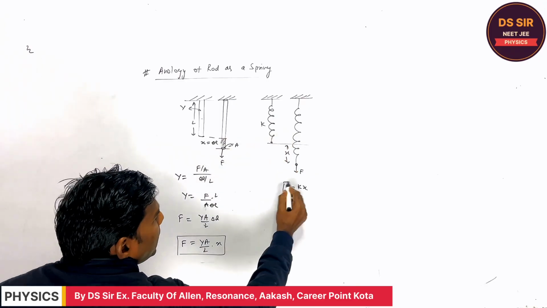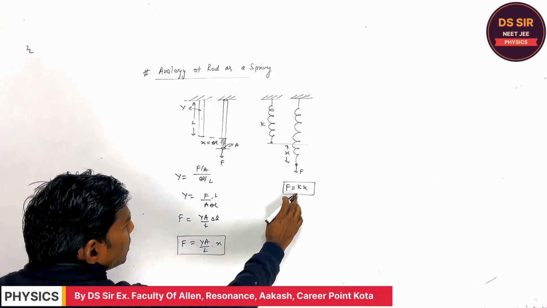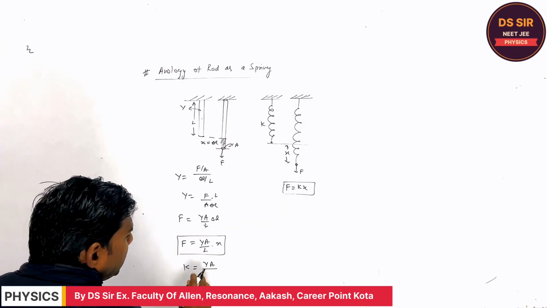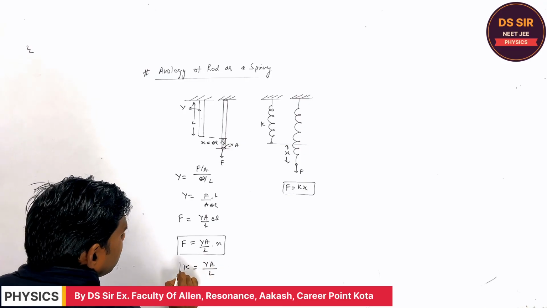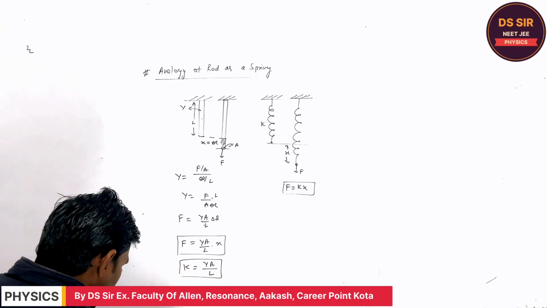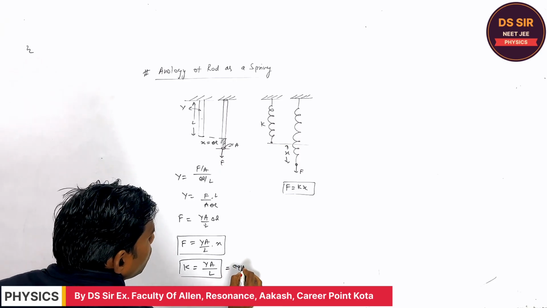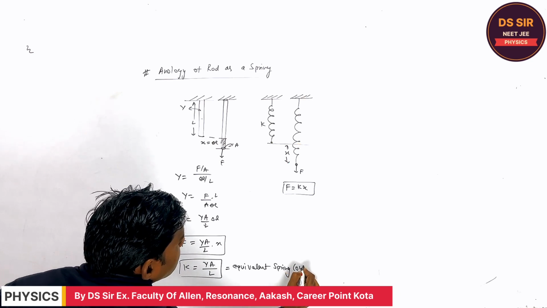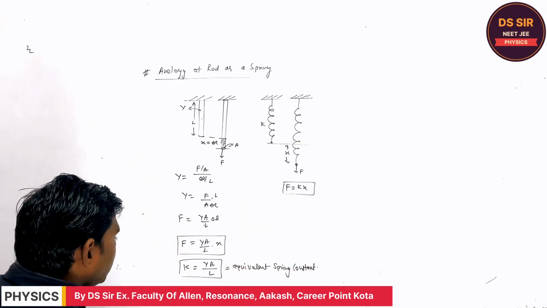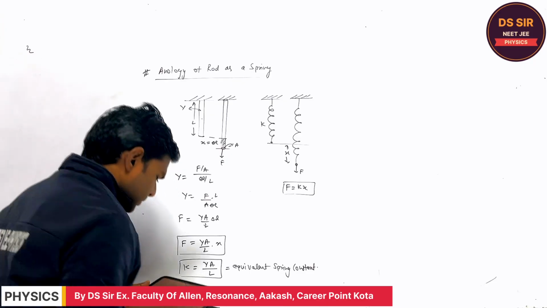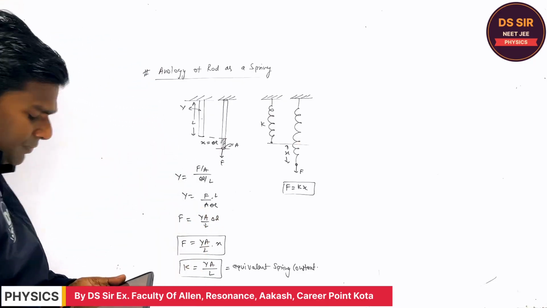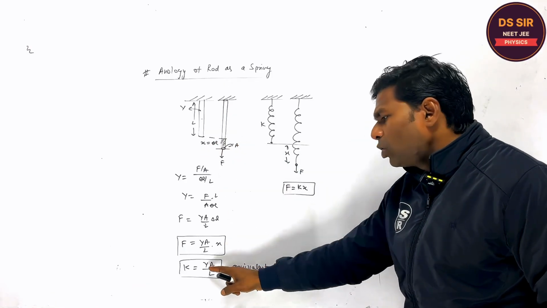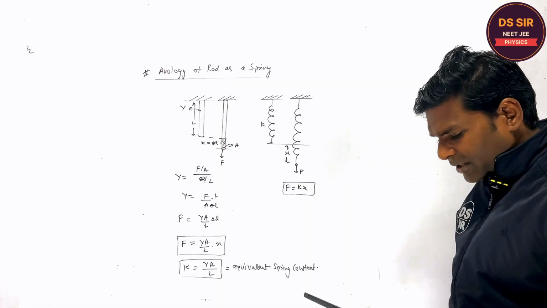So if you compare both these equations, the spring constant K may be equal to YA upon L. This is called the equivalent spring constant. Is it clear or not? Copy this. So for this rod, the equivalent spring constant is YA upon L.